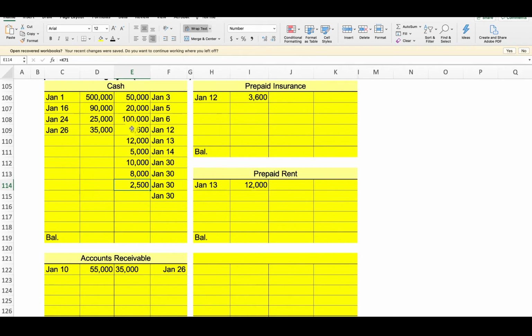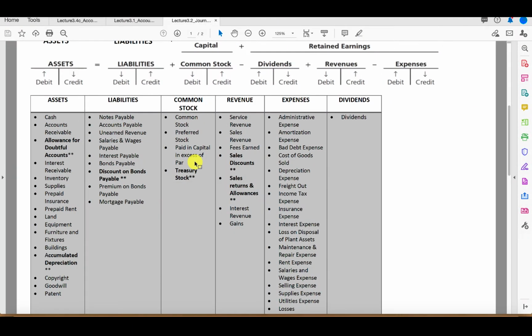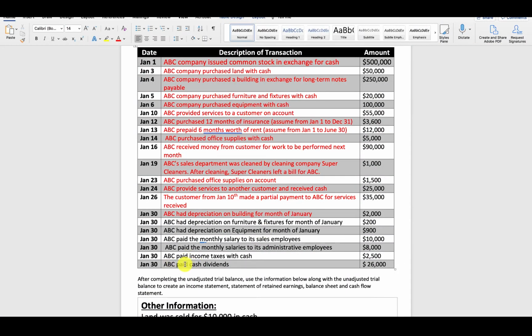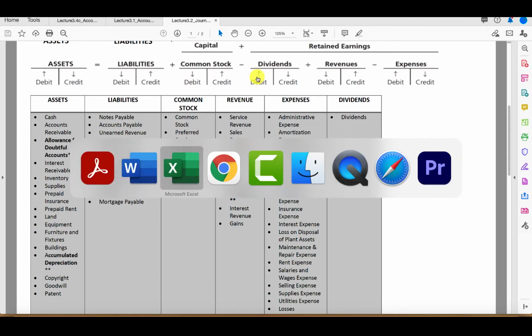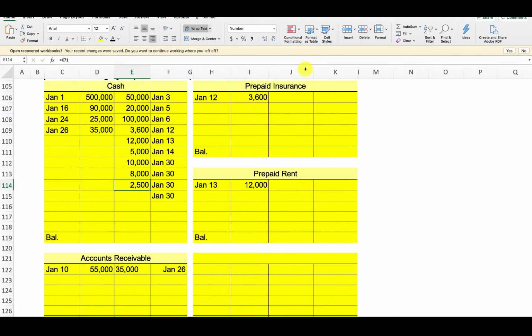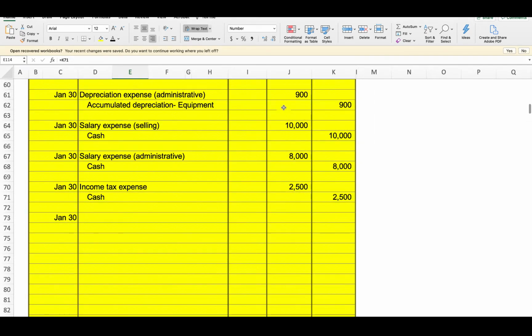Okay, and then the last item I have is you pay cash dividends. Again, that's cash, right? So I'm going to credit cash because cash is going down. Dividends, I'm going to debit because it's going up. When you pay dividends, you increase dividends. So I'm going to debit dividends and credit cash. The normal balance for dividends is a debit.